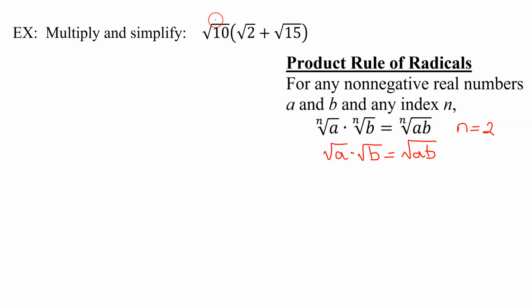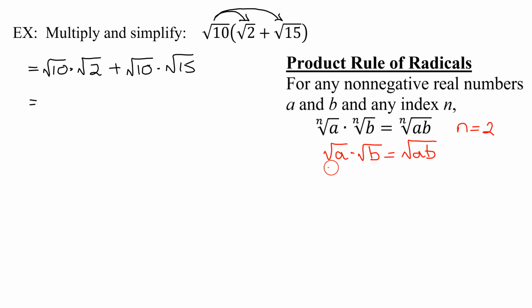What I'm going to have to do is distribute my square root of 10 into the parentheses. So I'm going to have the square root of 10 times the square root of 2 plus the square root of 10 times the square root of 15. Normally we don't write this step out, but I just wanted to show you all the details why everything works.